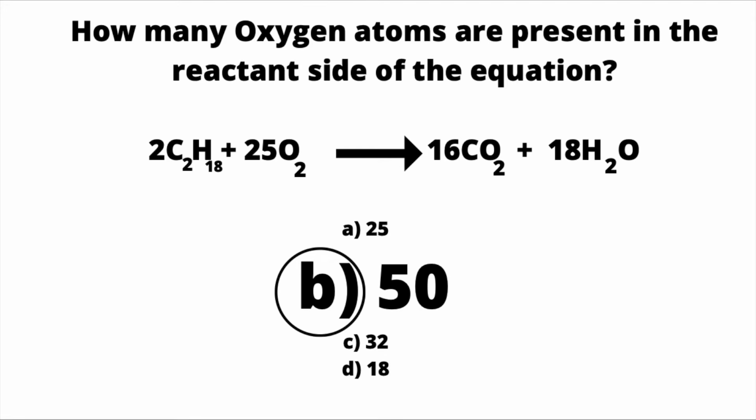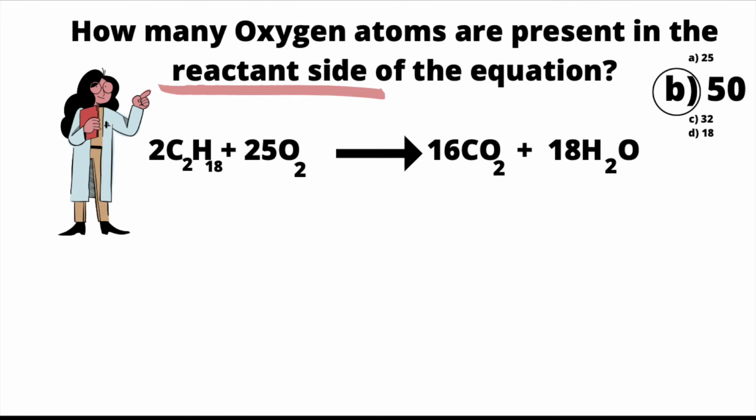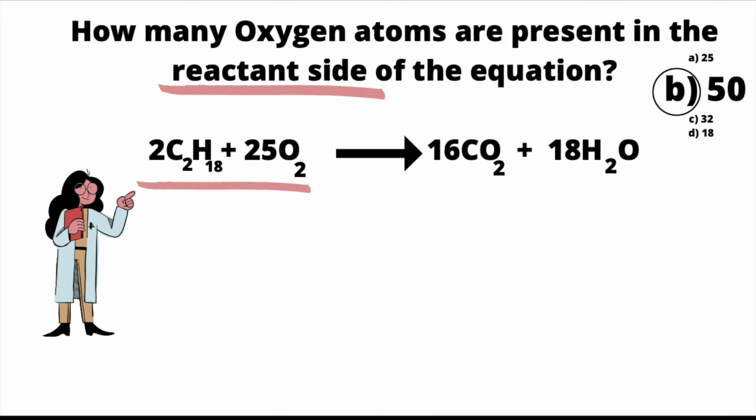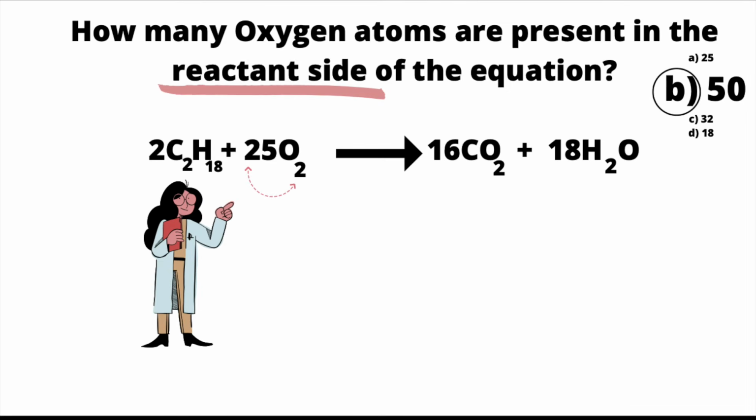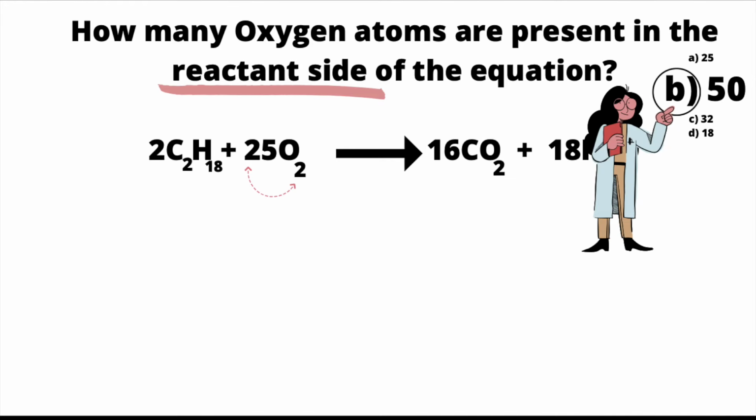Our answer here is B, 50. So our reactant side of the equation is on the left side, and the product side would be on the right side. When we have a coefficient in front of an element or a compound, we multiply that coefficient by any subscripts. So in this case, we multiply 25 times 2 and we get 50 oxygen. So we have 50 total oxygen on the reactant side.